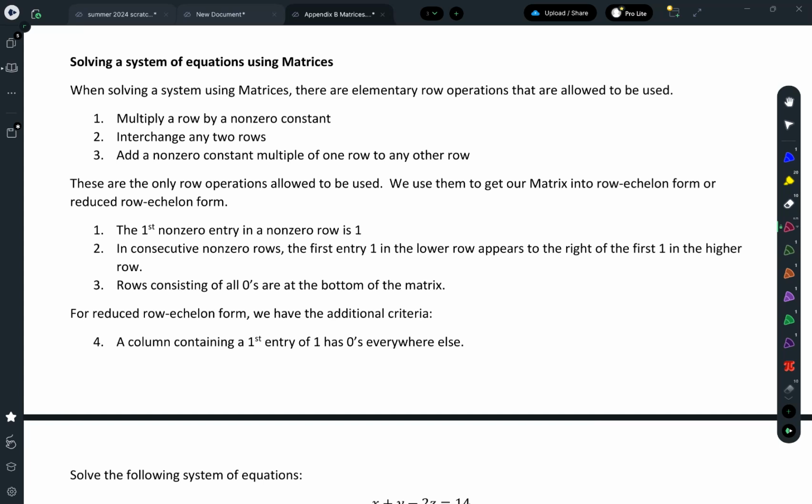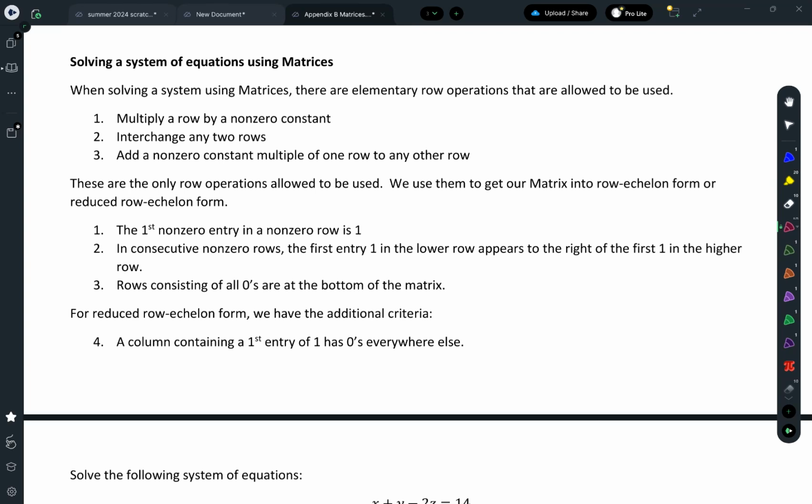We use them to get our matrix into what we call a row echelon form or a reduced row echelon form. We're going to focus mostly on the row echelon form. And what has to be true for that is that the first non-zero entry in a non-zero row is a 1. In consecutive non-zero rows, the first entry 1 in the lower row appears to the right of the first one in the higher row. Rows consisting of all zeros are typically at the bottom of the matrix, although there are some times where we don't want them there.